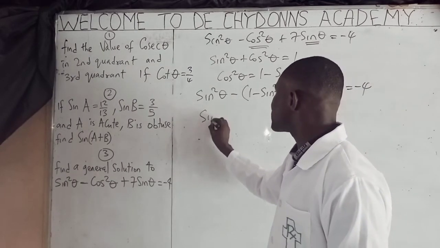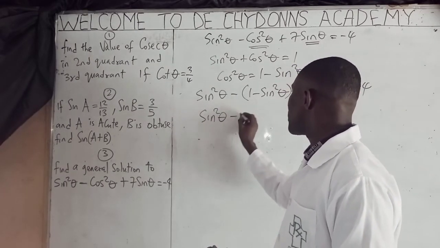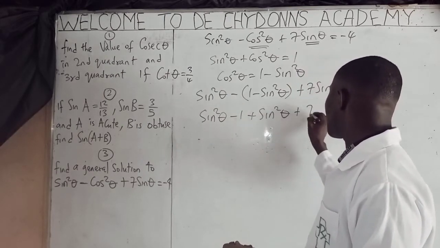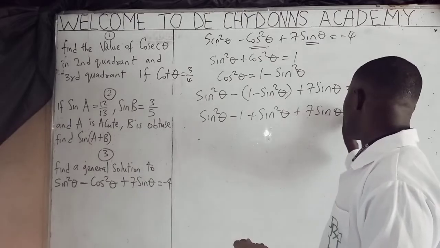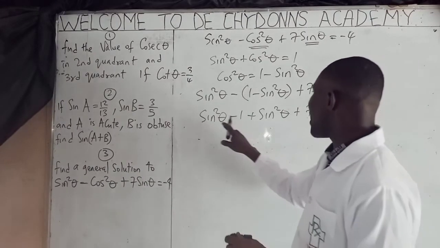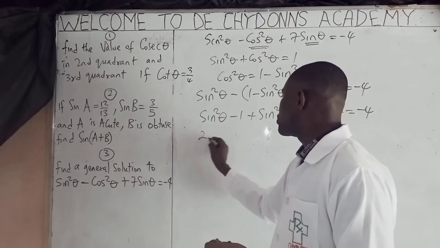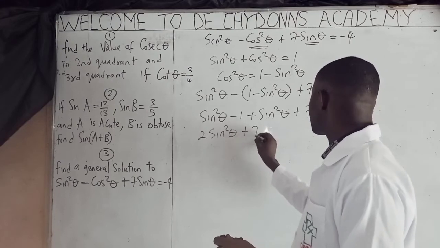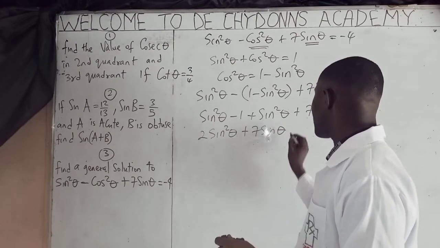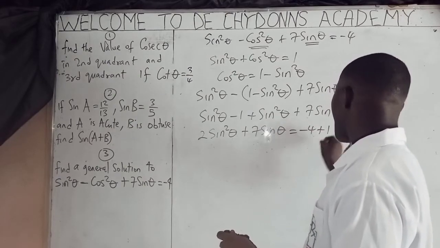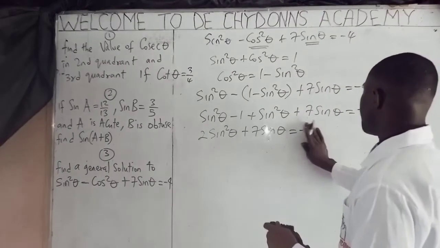This is sin squared theta minus 1 plus sin squared theta plus 7 sin theta equal to minus 4. So once you add this, it will be giving you 2 sin squared theta plus 7 sin theta. Then this going the other side will give you minus 4 plus 1. That will be giving me minus 3.